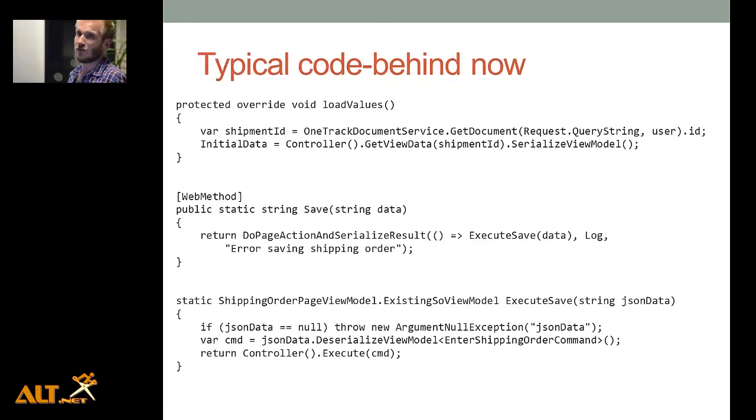So this is a real code behind that we have from one of our pages. We have load values, which gets called by page load. We call to the controller to get the view data for a particular shipment, serialize it into the initial data property, and on the page, the user does whatever he needs to do, clicks a button, and save basically calls a static page method on the page, on the code behind, to execute some sort of domain operation, and that's it.